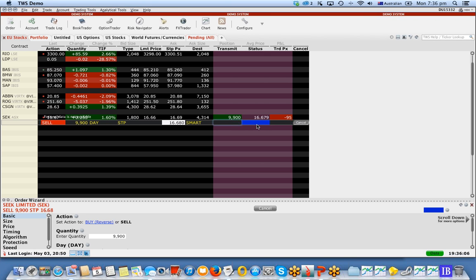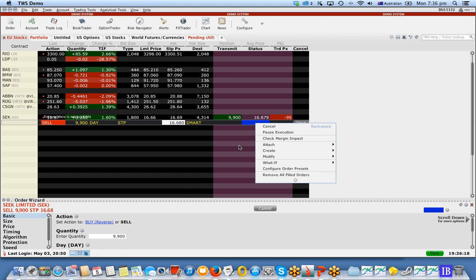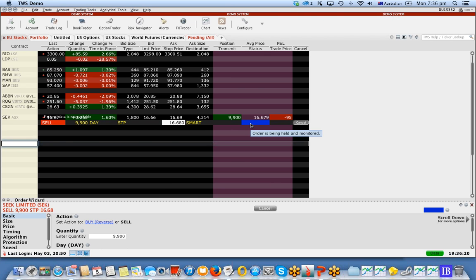Notice that blue is the warning sign. It means that the order has not been placed yet to the market, and you can see there is a hint for you: order is being held and monitored. It means that the stop price is monitored. Okay, and if suddenly the market moves to 1668 or lower, your order has to go to the market at market price.